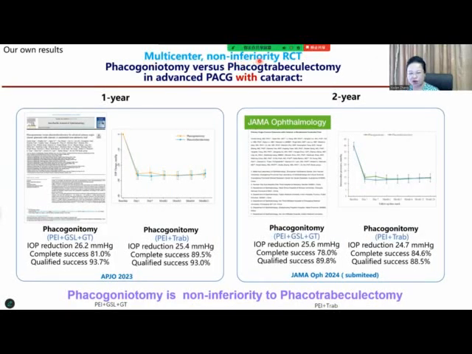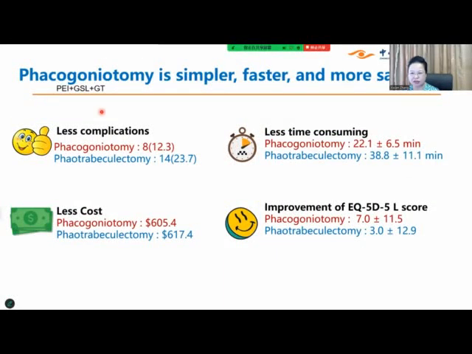A multicenter non-inferiority RCT compared phacogoniotomy versus phacotrabeculectomy for advanced PACG with cataract. The 1-year result has already been published in APJO, and the 2-year result is on the way to publication. The results show phacogoniotomy is non-inferior to phacotrabeculectomy. And phacogoniotomy has fewer complications, is less time consuming, costs less, and gives more improvement in quality of life.